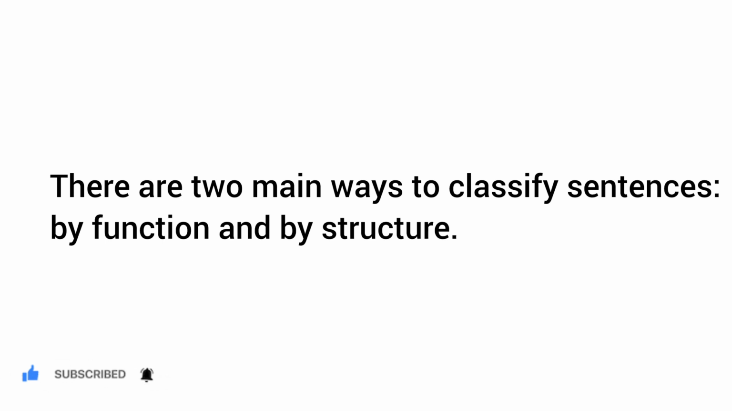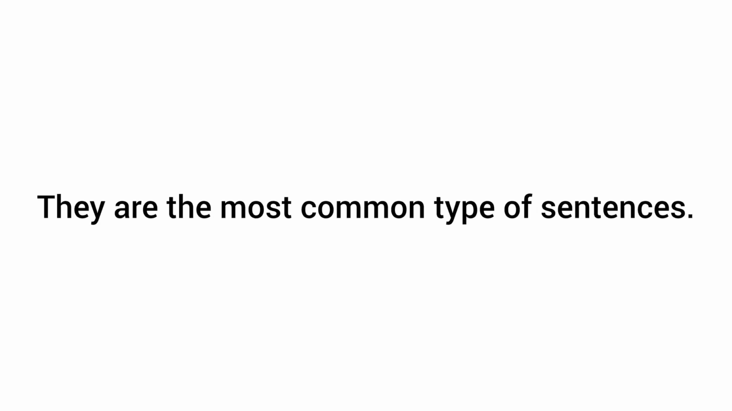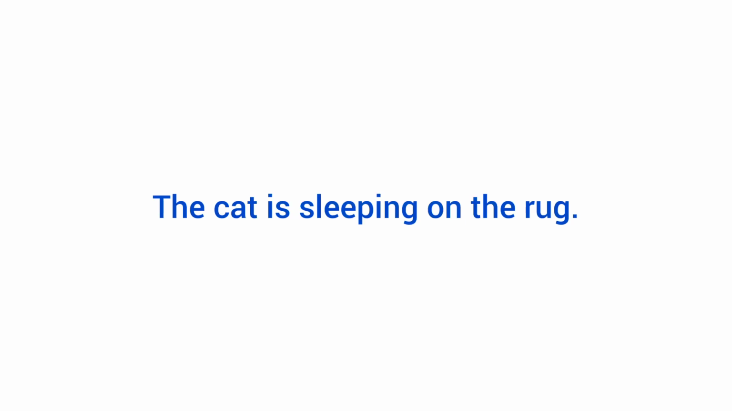There are two main ways to classify sentences: by function and by structure. Now we are describing by function, okay? Number one, declarative. These sentences make statements and end with a period, full stop. They are the most common type of sentences. For example, the cat is sleeping on the rug. Here is the end of the sentence, here will become the full stop.